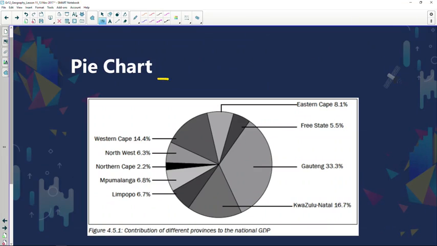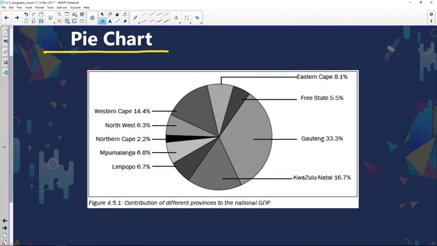Now, our next type of graph is a pie chart. Once again, a pie chart is very similar to a bar graph. It represents information. And over here, what they've done is they show the contribution of the different provinces to the national GDP. Now, can you remember our 4 industrial development areas? It was Gauteng, Durban Pinetown, Southwestern Cape, and Port Elizabeth Uitenhage.